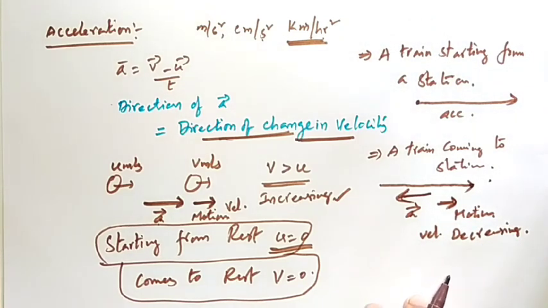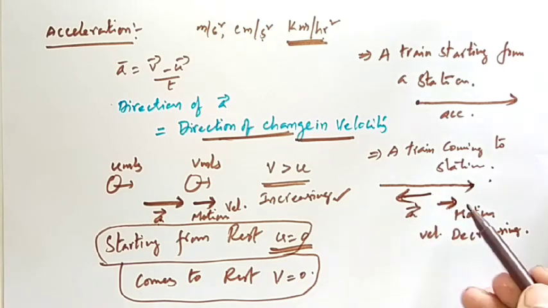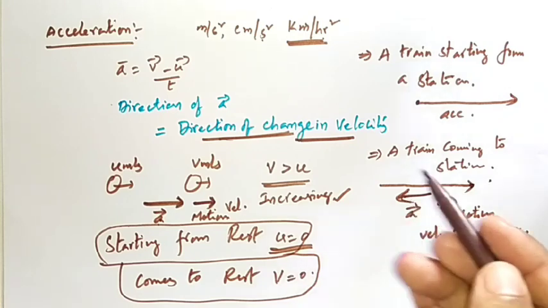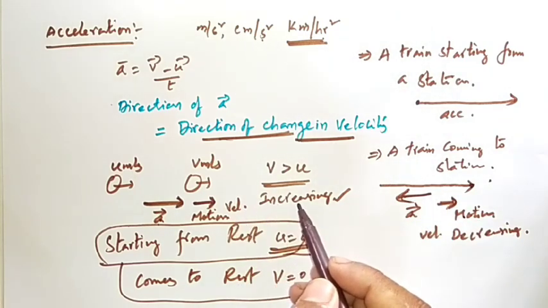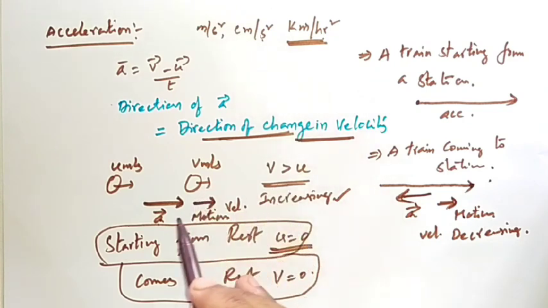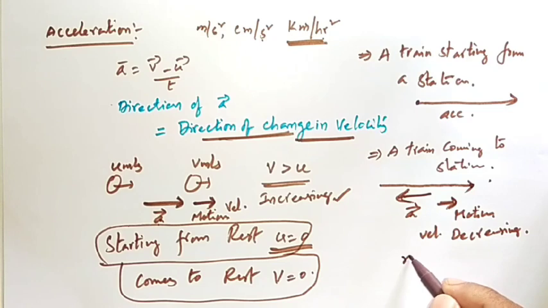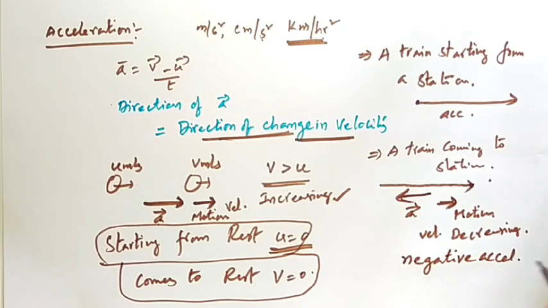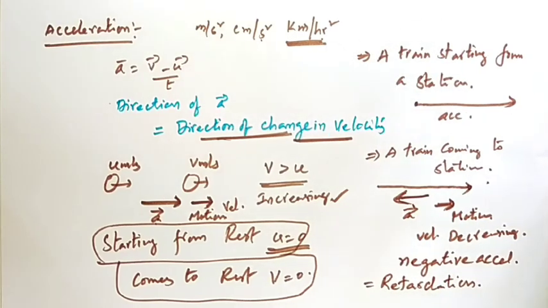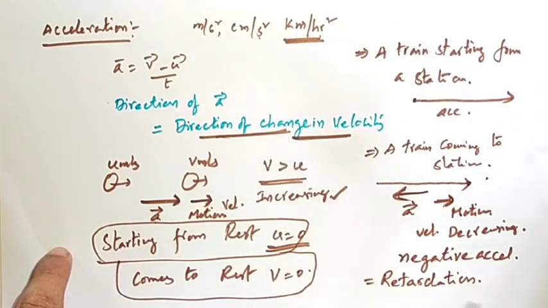Understood? When the body's velocity decreases and it is going in a straight line, the motion and acceleration directions are opposite. When the body's velocity is increasing and it is moving in a straight line, acceleration and motion are in the same direction. Okay, sir. So this is called negative acceleration, or this can be called retardation. What can you call that? Retardation. Opposite of acceleration is retardation.